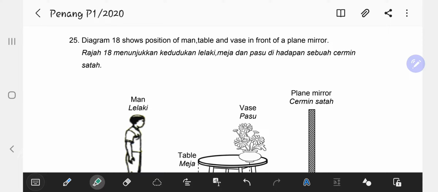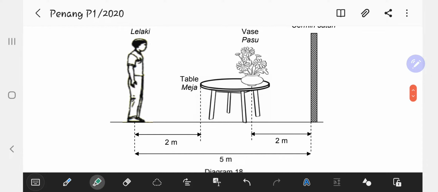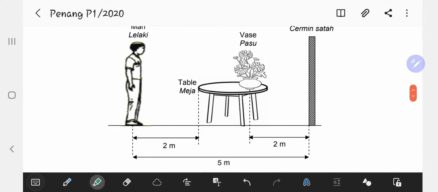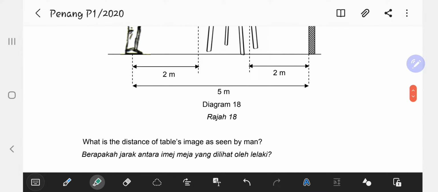So from this diagram, this is obviously from Chapter 4, Form 5, Light. The diagram shows the position of the man, table and vase in front of a plane mirror. Mirror means this is reflection. Look at the diagram. The distances between the man, the table and the vase from the mirror are already labelled. Now look at the question: what is the distance of the table's image? Not the table, but the table's image seen by the man.